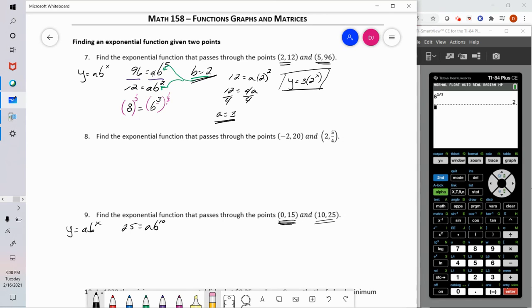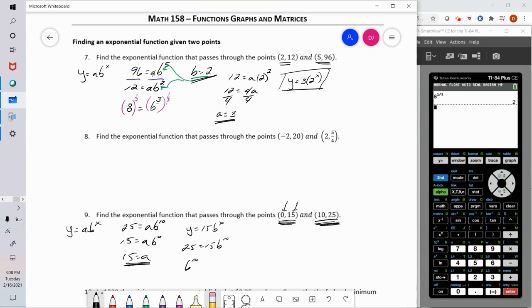Take this point here, the 0, 15. So when y is 15, we have a times b to the 0. Now this is unique because we know that b to the 0 is equal to 1. And so we have 15 equals a. Well, if x is 0, that tells me that my initial value is 15. I can see from that point that my a value is 15, and I could have just started with y equals 15 times b to the x. And now into this equation, I'm going to put the 10, 25.